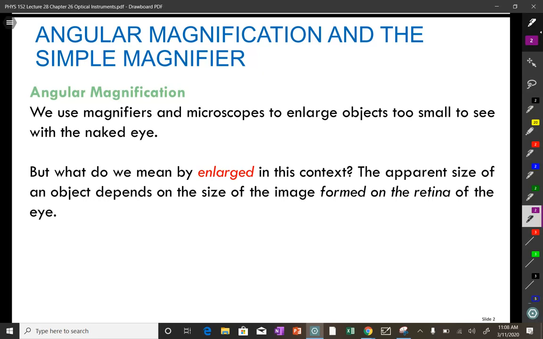If you don't have a reference like a tree nearby, then without a reference, all your brain can do is say, well, it takes up this much of an angle on the retina. This much of the retina is taken up by it. So in reality, before our brain gets involved, we measure the sizes of things by the angular size, how big the angle is that it's making. And so when we talk about magnifiers, we're going to talk about magnifying the angular size.